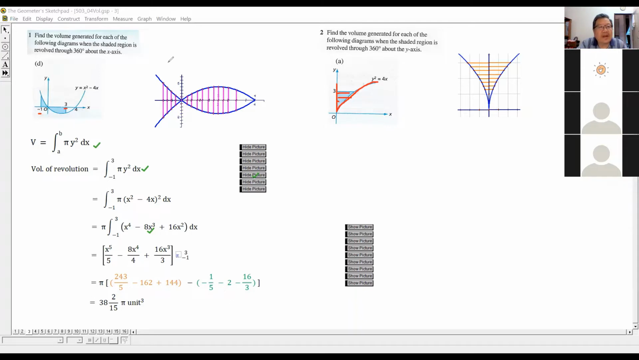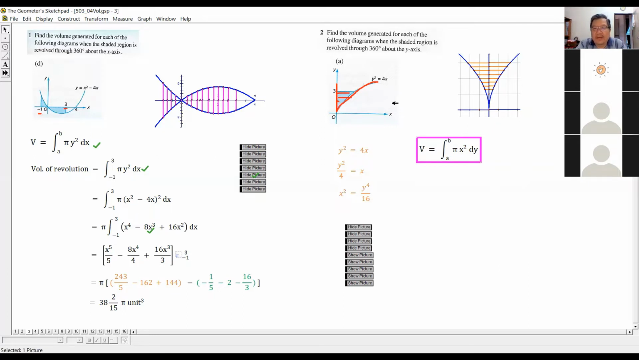So when you rotate about the y-axis, the formula is pi x squared dy. Integrate pi x squared dy, because it is between the curve and the y-axis. So everything must change to y.